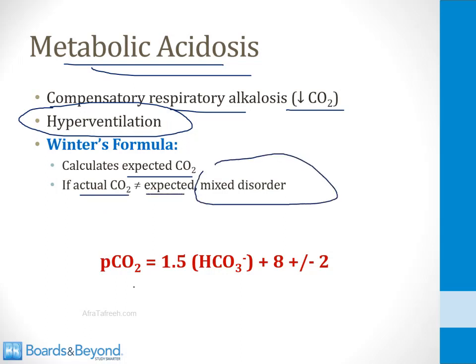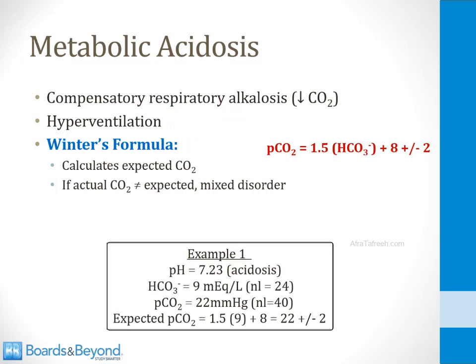And this is Winter's formula at the bottom of the screen here. It says the expected carbon dioxide level is 1.5 times the bicarbonate level plus 8, plus or minus 2. The true carbon dioxide level should fall within this range predicted by Winter's formula unless there is a secondary disorder present. So this is easiest to understand if we just go through an example.